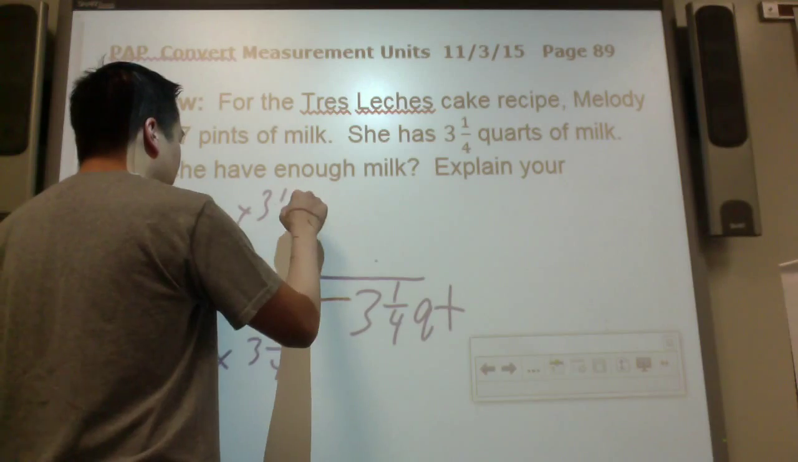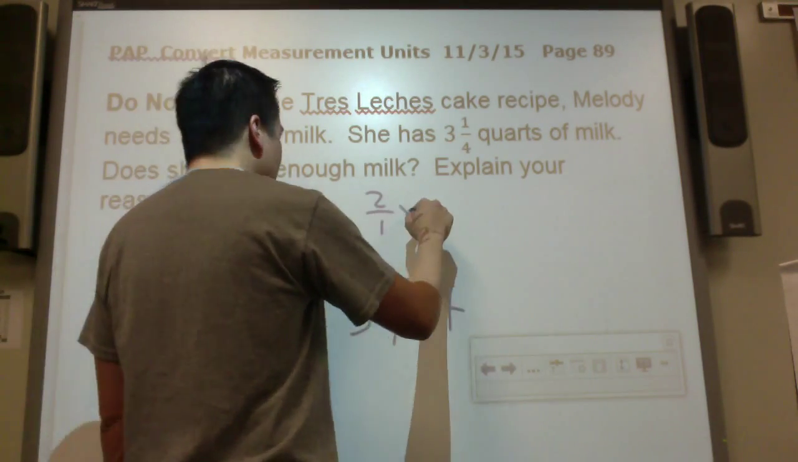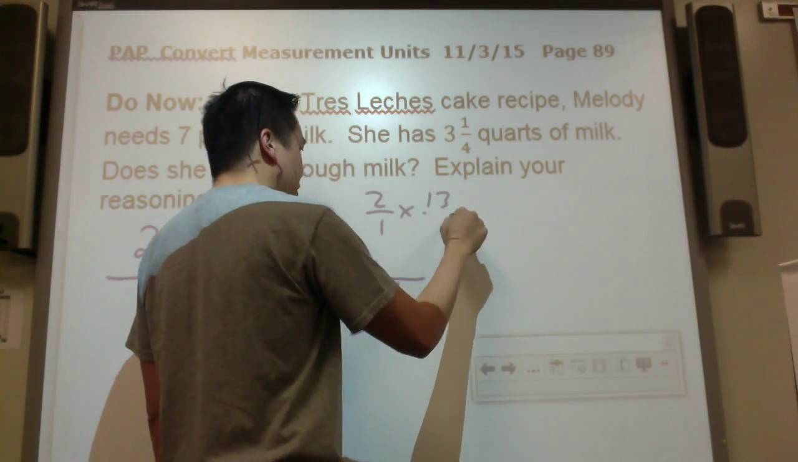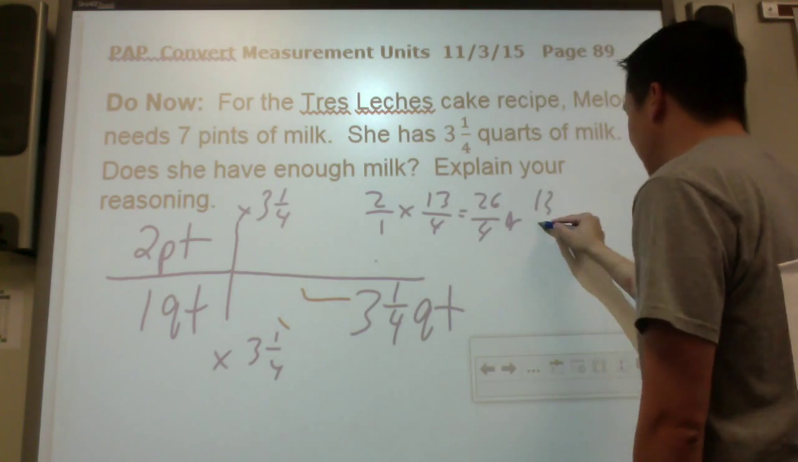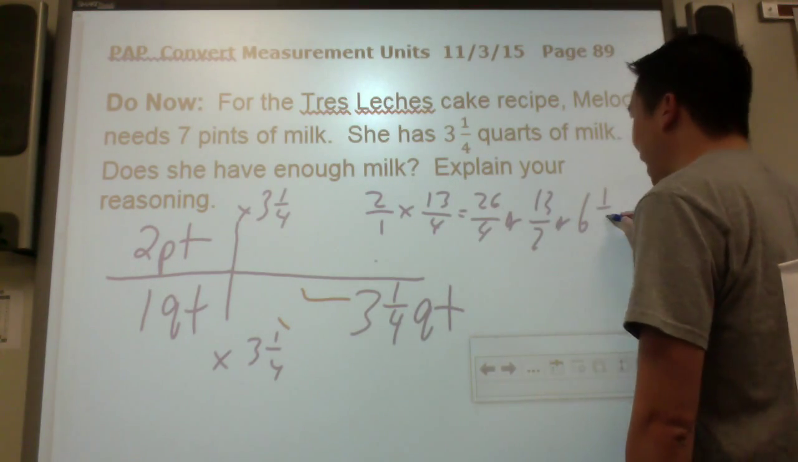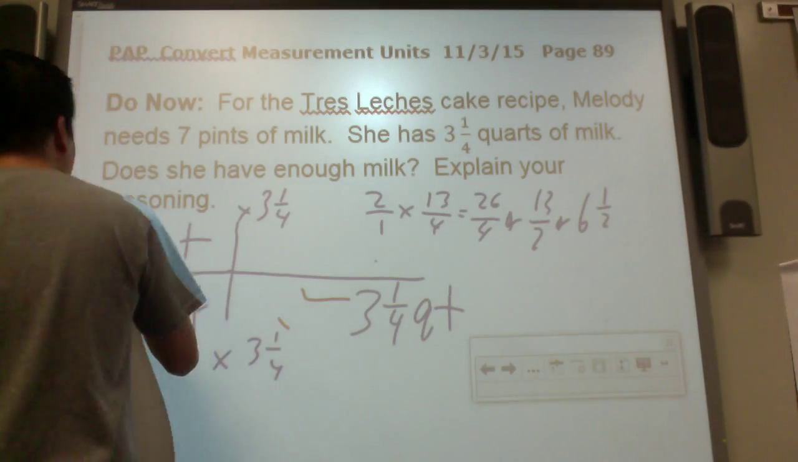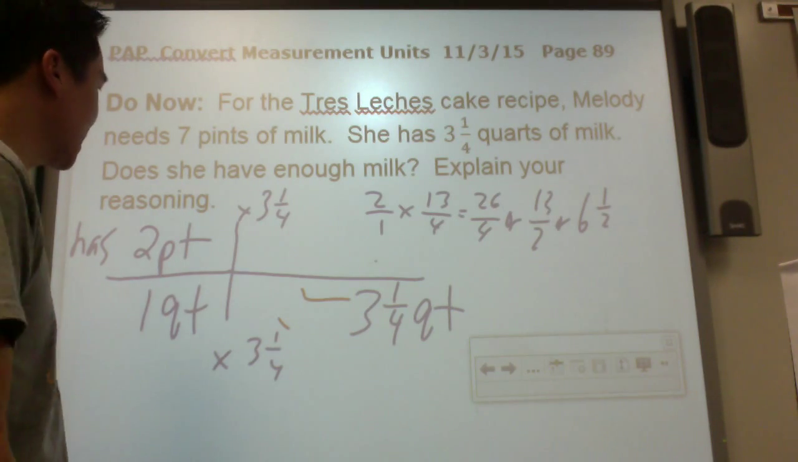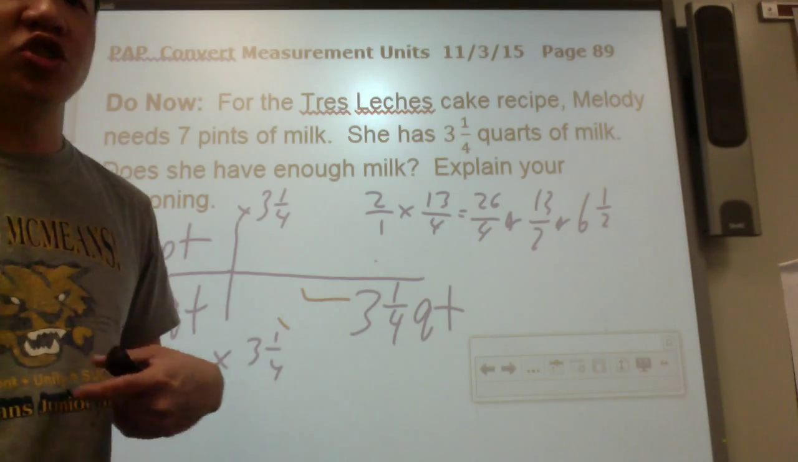You multiply by 3 and 1/4. So if you multiply 2 times 3 and 1/4, let's rewrite it as an improper fraction, 13/4. You get 26/4, which simplifies to 13 halves, or 6 and a half. So she has 6 and a half pints of milk, but she needs 7. Will she have enough? No, she is short by a half.